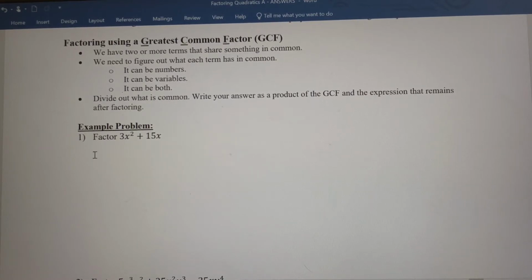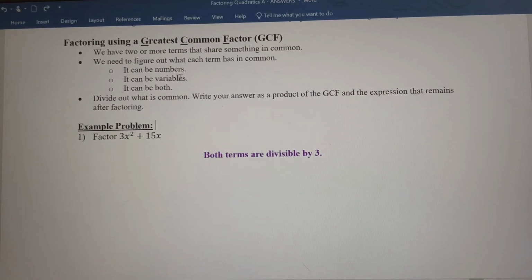So let's look at number one here. We want to factor this binomial. It's 3x squared plus 15x. So first thing you want to do is look for numerical factors that 3 and 15 have in common. They are both divisible by 3. 3 is divisible by 3. 15 is divisible by 3. So that's going to be a part of my GCF, my greatest common factor.